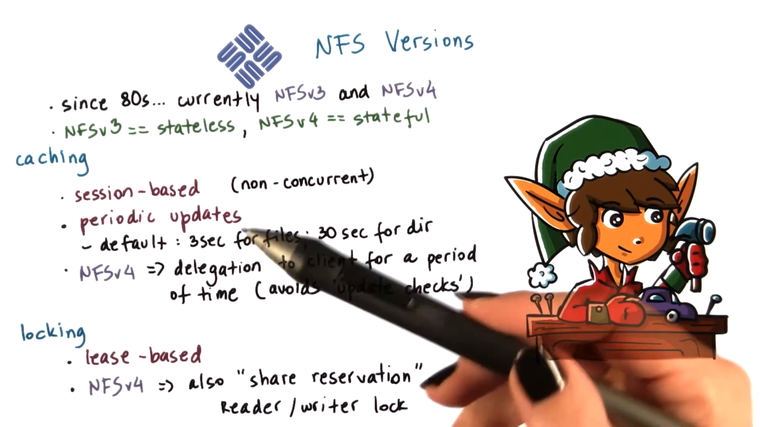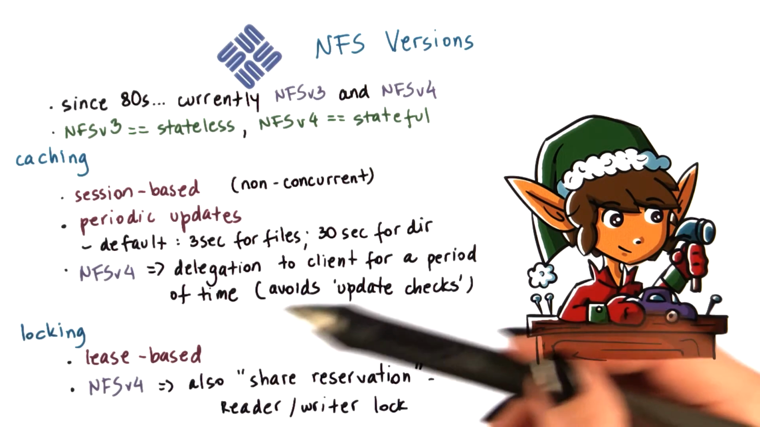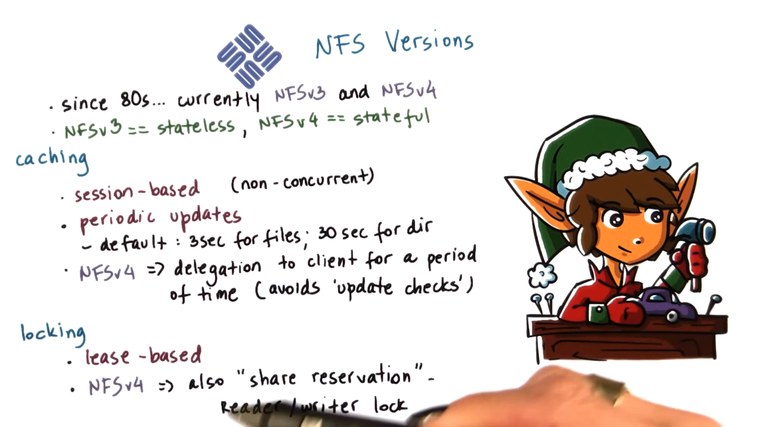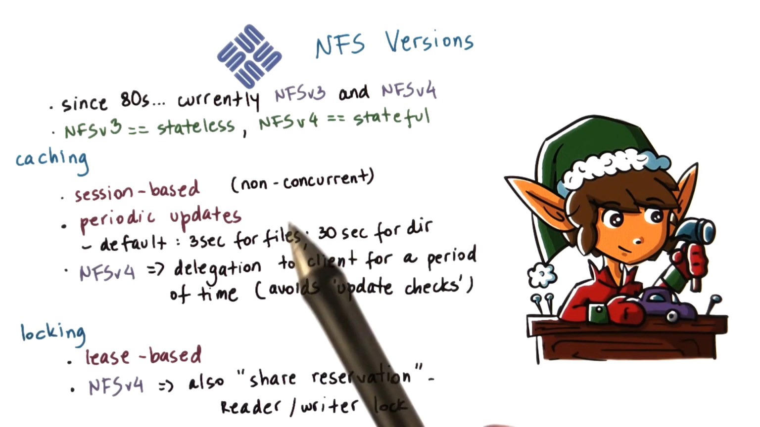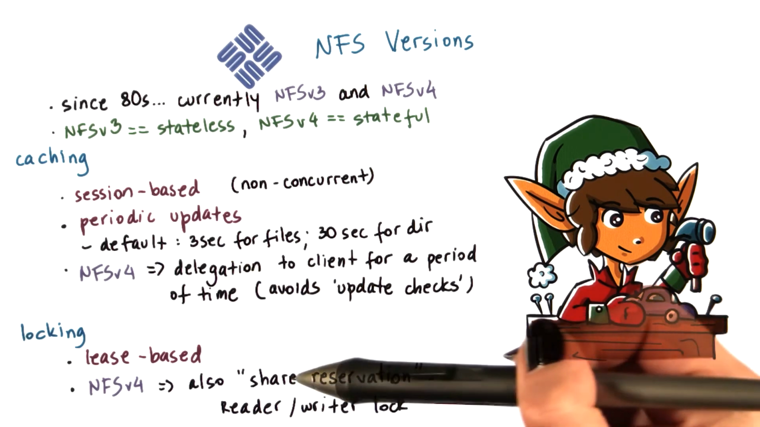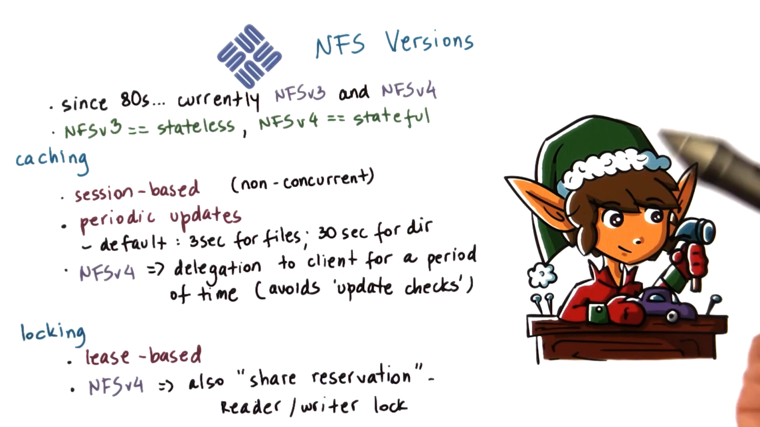NFS version 4 also supports more sophisticated mechanisms than just a basic lock. For instance, it supports a reader-writer lock called share reservation, along with mechanisms on how one can upgrade from being a reader to being a writer for a file and vice versa.